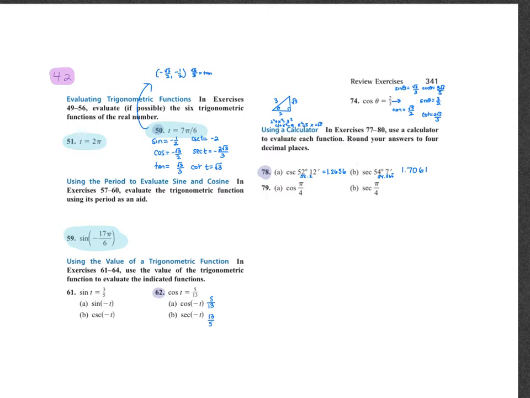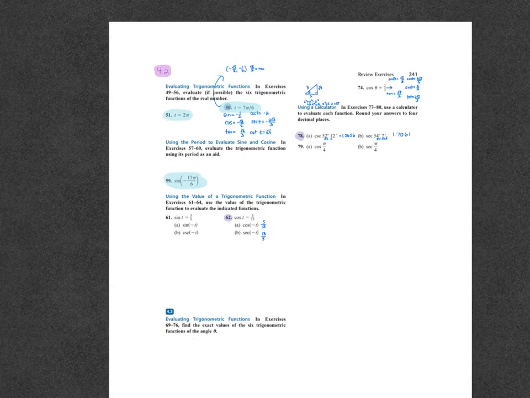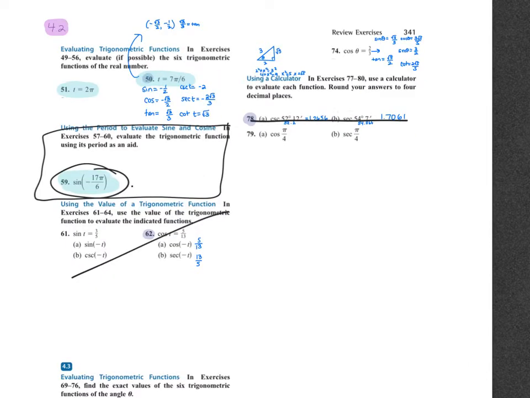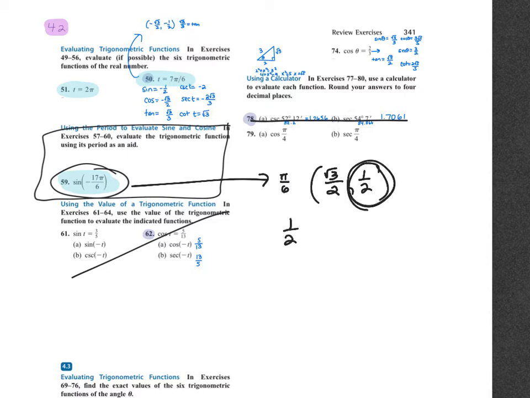Any questions on those? We'll check 4-3. All right, so this is the sine of negative 17 pi over 6. First of all, I use the reference angle, which is pi over 6, before I even figure out where it's located. And from there, I know that it's root 3 over 2 and 1/2. And my sine is 1/2. So the value I already know is 1/2.